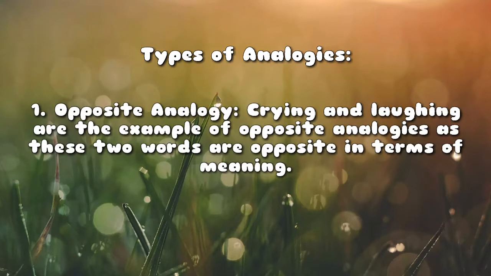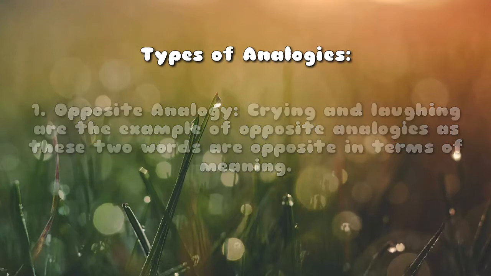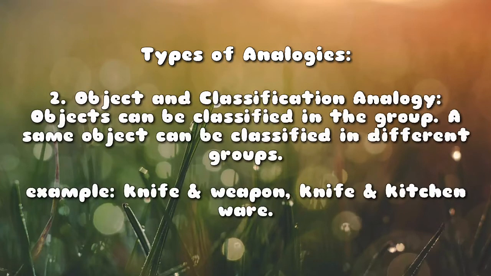1. Opposite analogy. Crying and laughing are the example of opposite analogies, as these two words are opposite in terms of meaning. 2. Object and classification analogy. Objects can be classified in the group. A same object can be classified in different groups. For example, knife and weapon, knife and kitchenware.